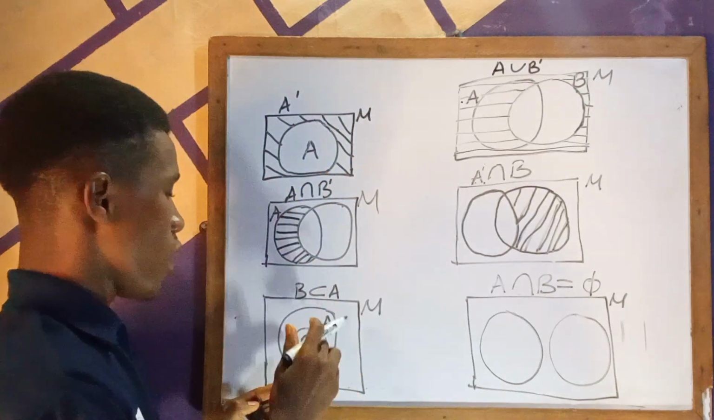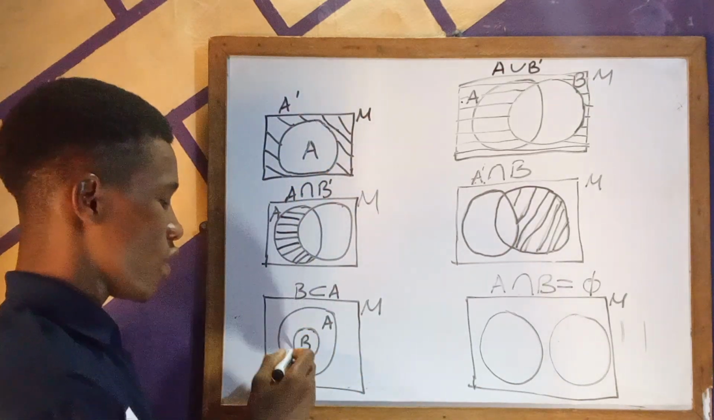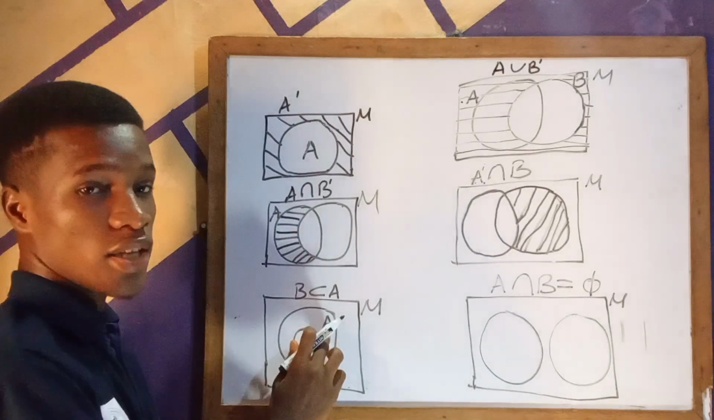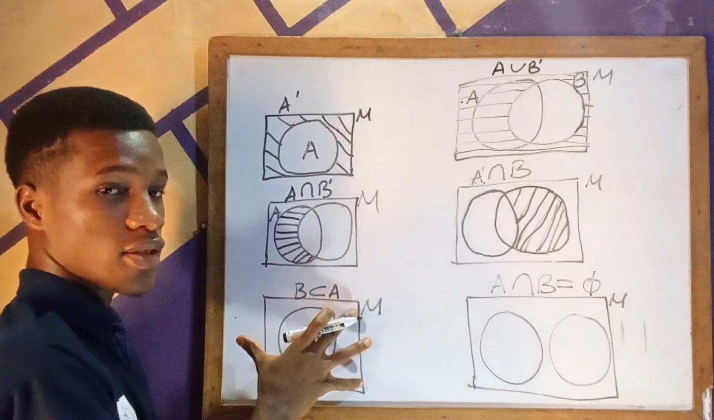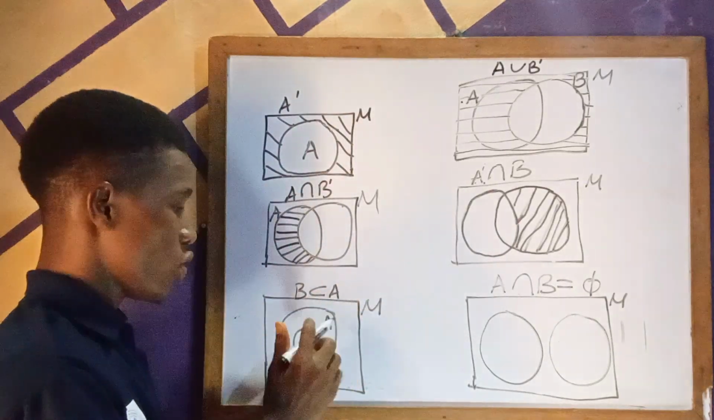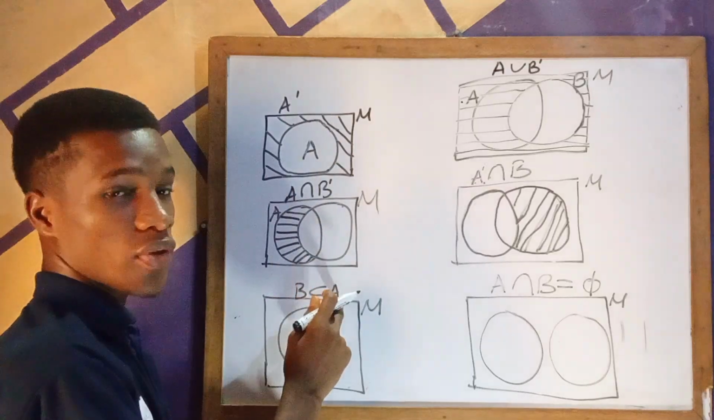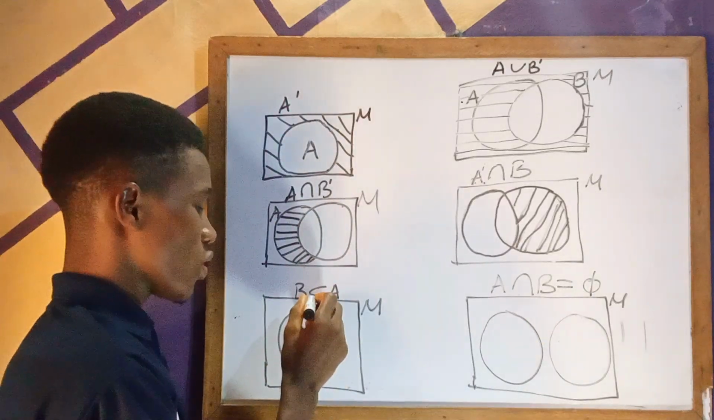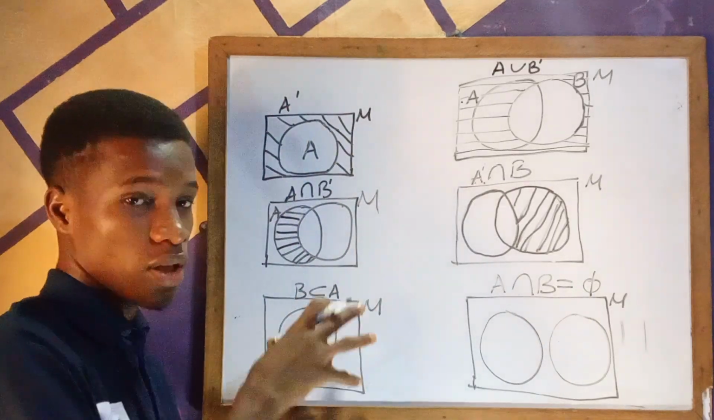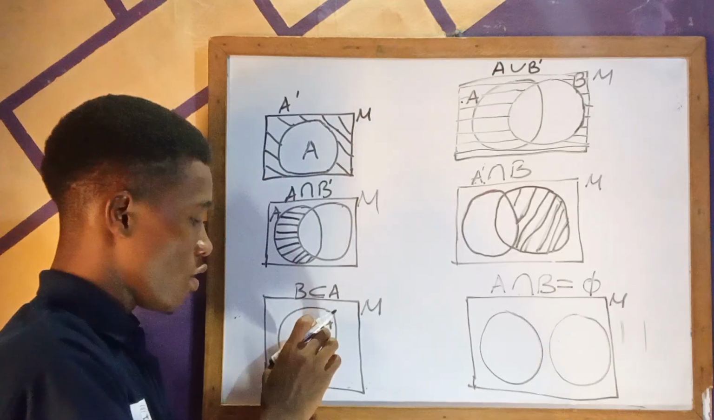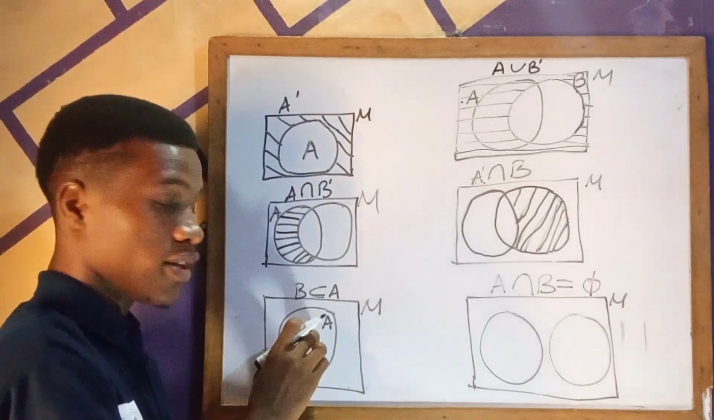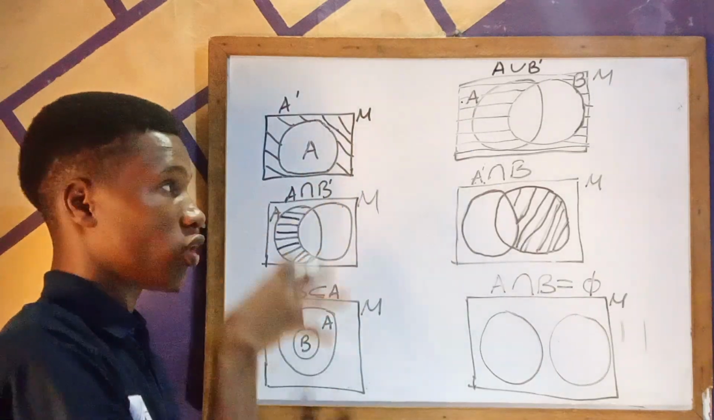Next we have this, our set B. It's contained in set A in this Venn diagram here. So B is a proper subset of A, or we can just say B is a subset of A. But in this case it's a proper subset, because if you look at A here and B is the smaller one, B is completely contained in A.